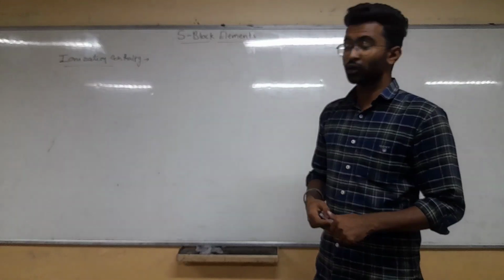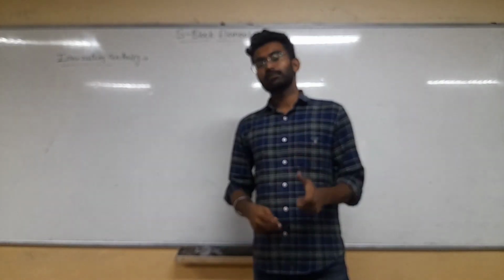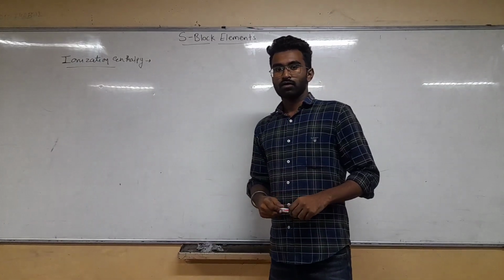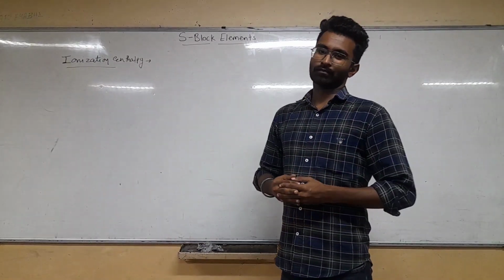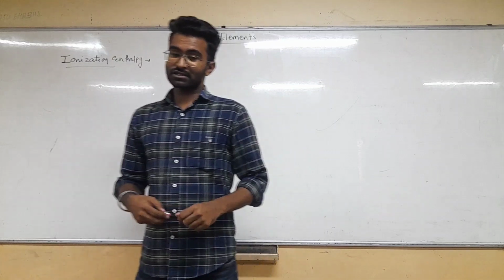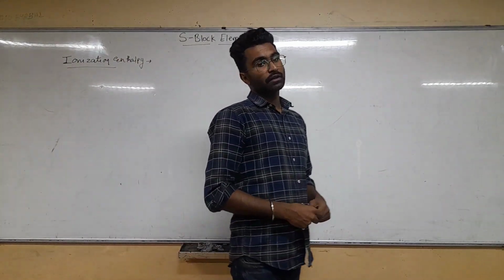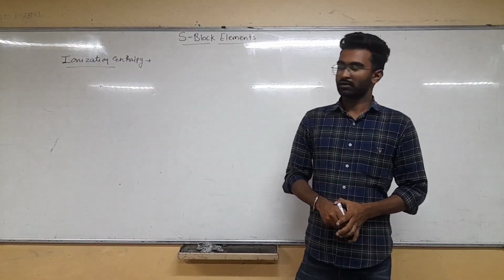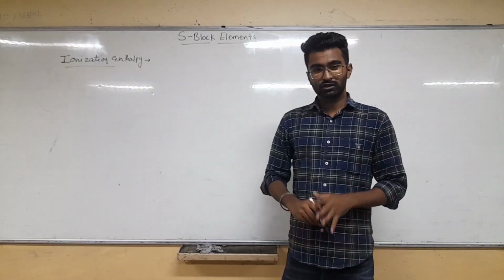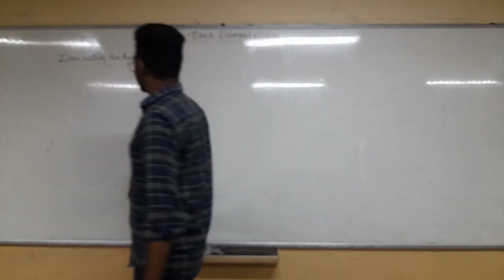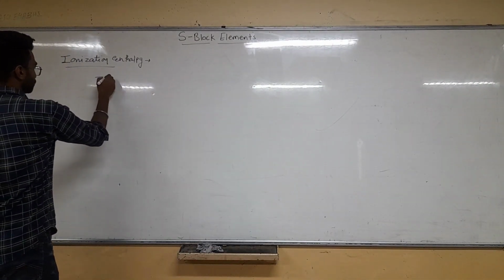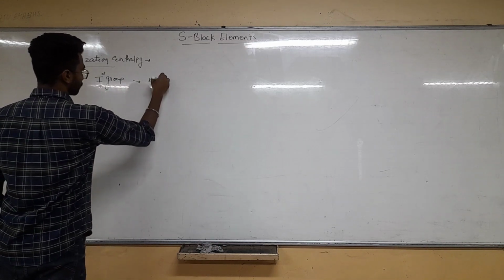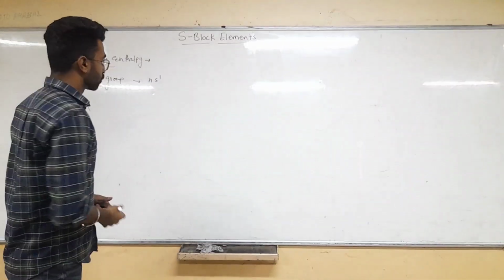We have learned in the periodic table chapter that it is the minimum energy required to remove an electron from the outermost shell of the atom. So we can check the ionization enthalpy by the electronic configuration. What is the electronic configuration of the s block elements, specifically the first group elements? This is the electronic configuration, ns1.